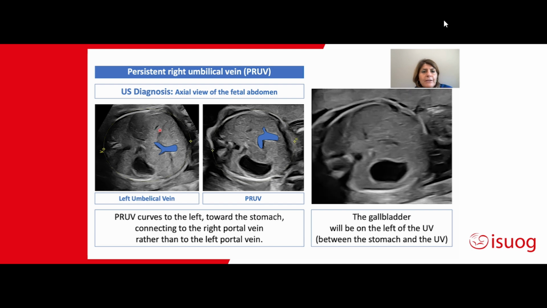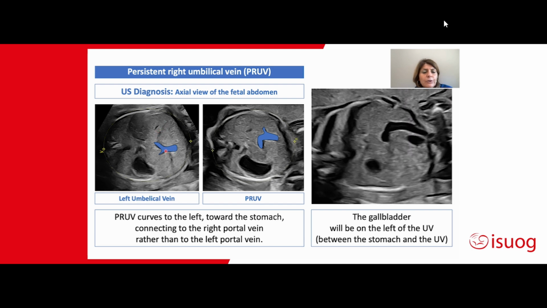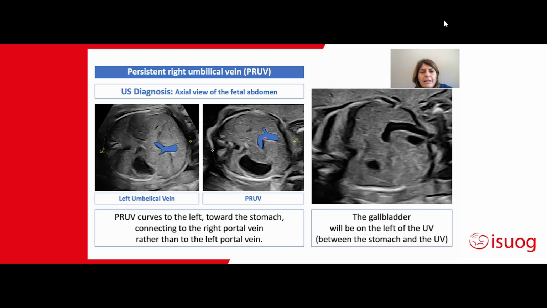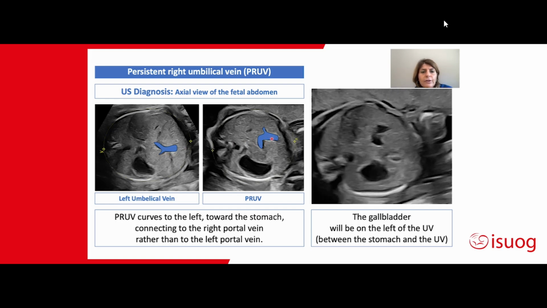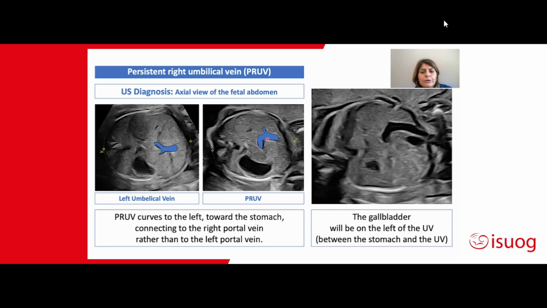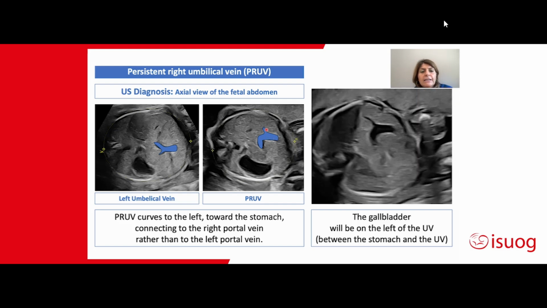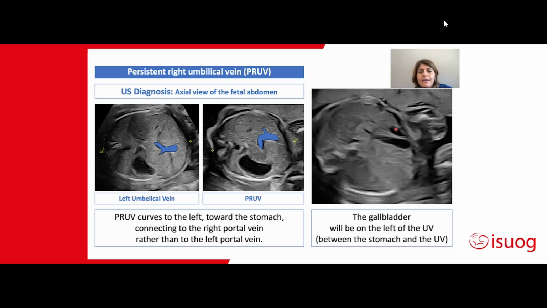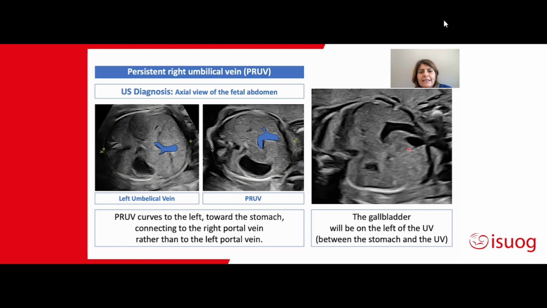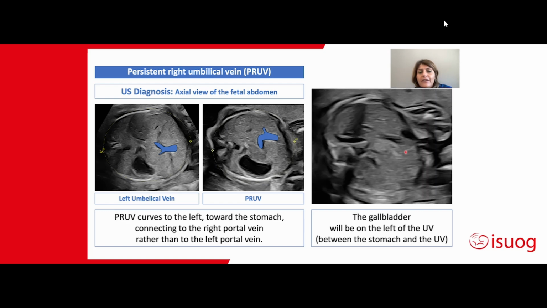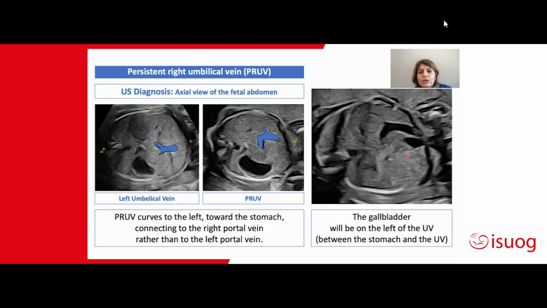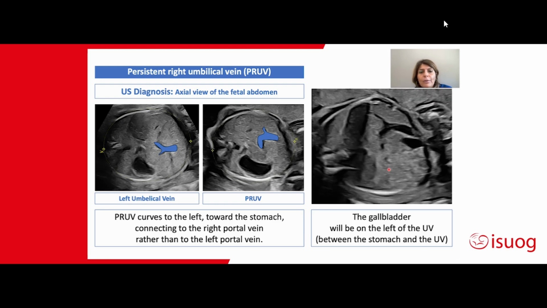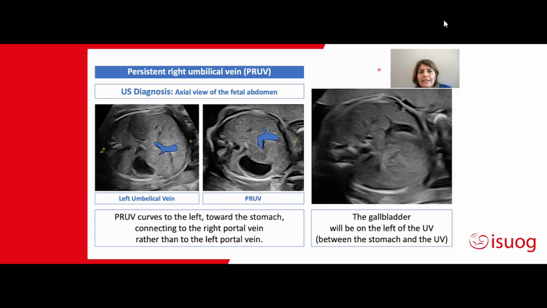Normally, the left umbilical vein curves to the right and connects to the left portal vein. Conversely, the right umbilical vein curves to the left towards the stomach and connects to the right portal vein. This curvature is a subtle sign and can be easily overlooked. A simpler and more reliable method for identifying the right umbilical vein is by assessing the position of the gallbladder, which is located between the stomach and the umbilical vein.